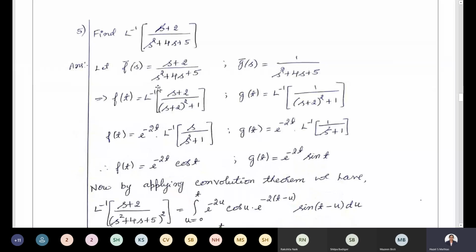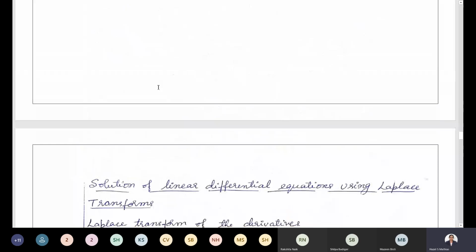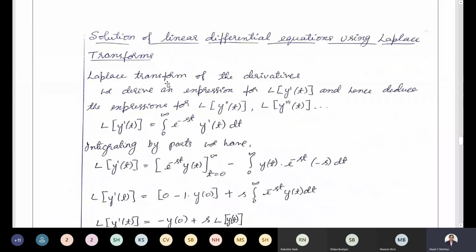That is solution of linear differential equations using Laplace transform. So we are discussing solution of linear differential equations using Laplace transform. Before that, we need to find the Laplace transform of derivatives. So let's discuss how to find the Laplace transform of the derivatives.